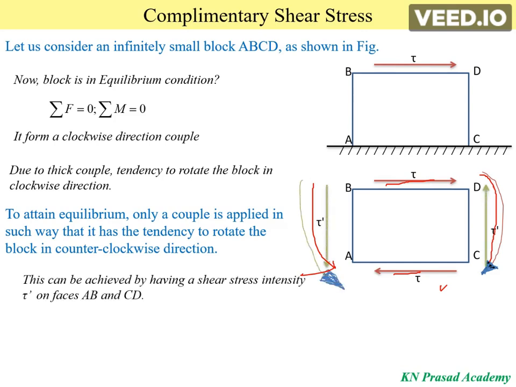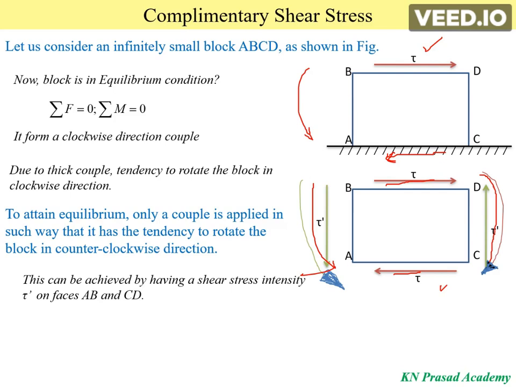This can be achieved by applying shear stress of intensity tau dash on the faces AB and CD. Here we are applying the stress tau on the plane BD, and an equal reaction is generated at face AC. It forms a couple with a tendency to rotate the block clockwise. To maintain equilibrium we have to rotate the block anti-clockwise. Then only will the block come to equilibrium condition.